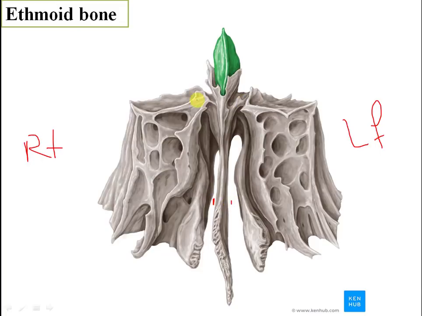The ethmoid bone also forms the roof of the nasal cavity. This is the cribriform plate of ethmoid where the olfactory nerves pass. This superior crest is the crista galli.